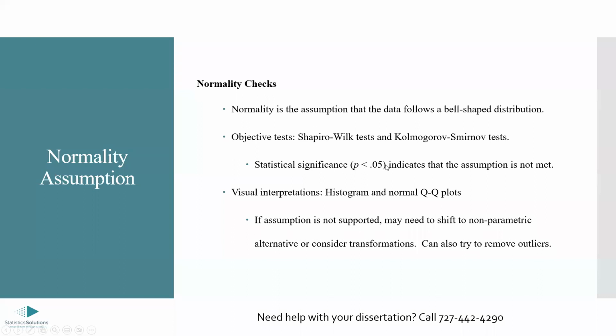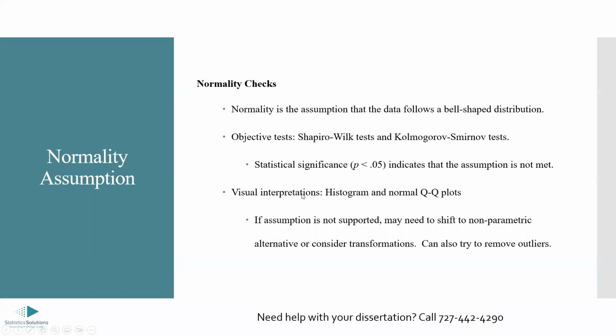So you want to find a p-value greater than 0.05 on these tests. What these tests are doing is comparing your data to a perfect bell-shaped curve. If you have a significant result, that means your data deviates from a perfect bell-shaped curve. So ideally, we want a p-value greater than 0.05 on this test. We want non-significance. And we'll take a look at some data to go over this.